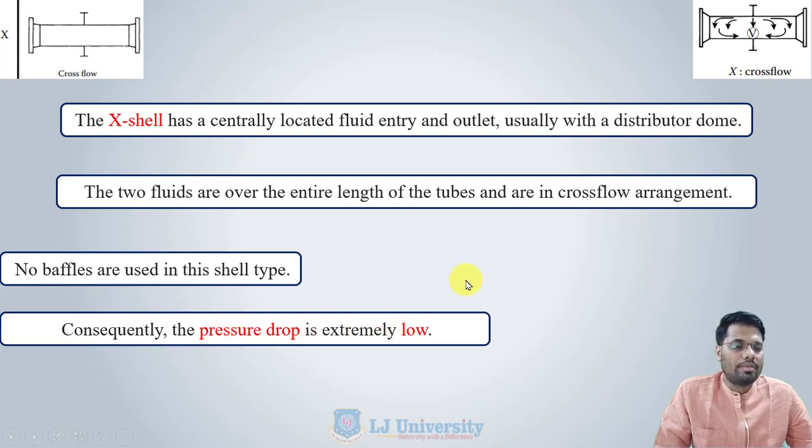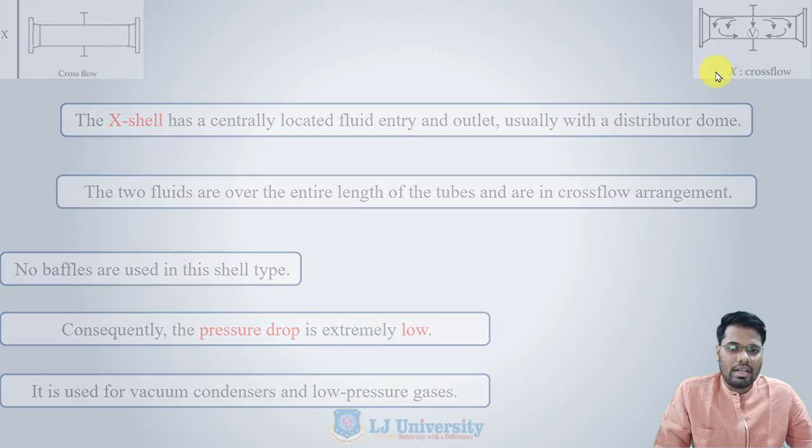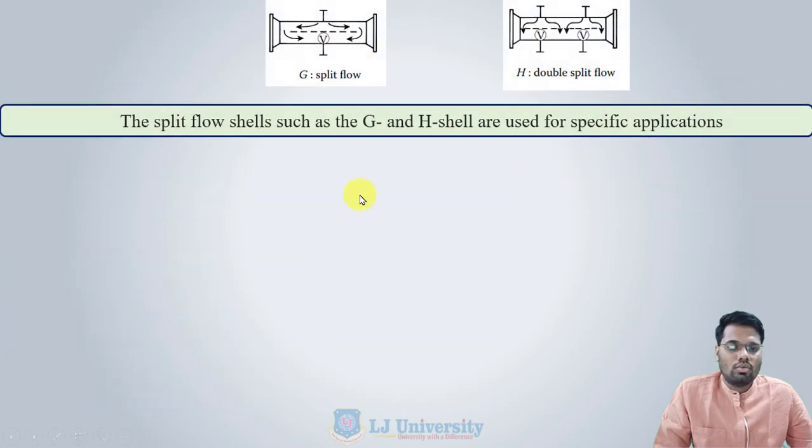Consequently, the pressure drop is extremely low. It is used for a vacuum condenser and low pressure gases. The next two shell types are G and then H. G is also known as the split flow.